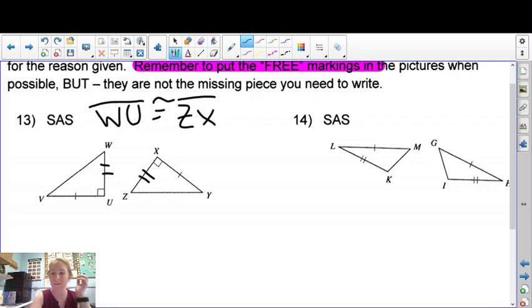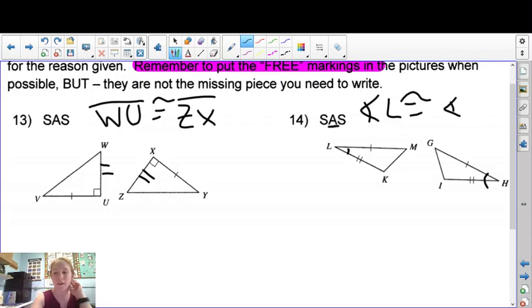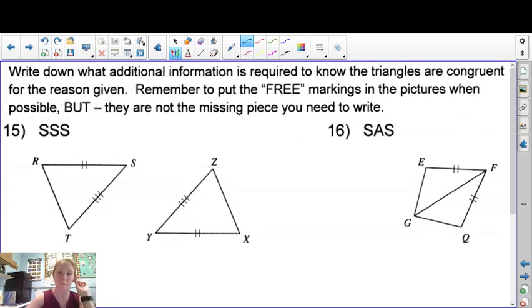All right, number 14, I need side, angle, side. I currently have both my sides because I can see them clearly marked right here. So I'm just missing the angle, and I realize that my picture's off slightly. So my angle would have to be the angle that sits in the middle since it sits in between my 2 sides. So angle L has to be congruent to angle H. Again, free stuff's going to be in purple.